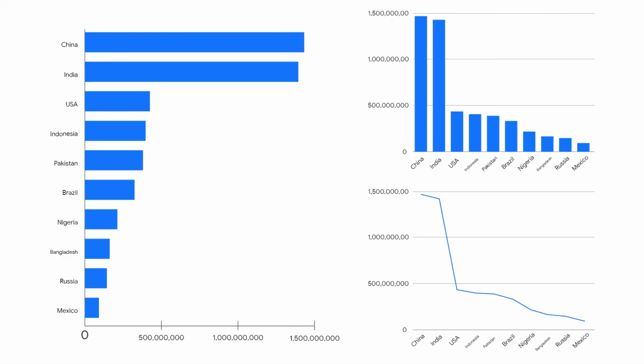As the name suggests, comparison charts compare 2 or more values. This type of visualization is displayed in bar, column, and line charts. For example, it's easy to compare the population of the top 10 largest countries with any of these chart types.